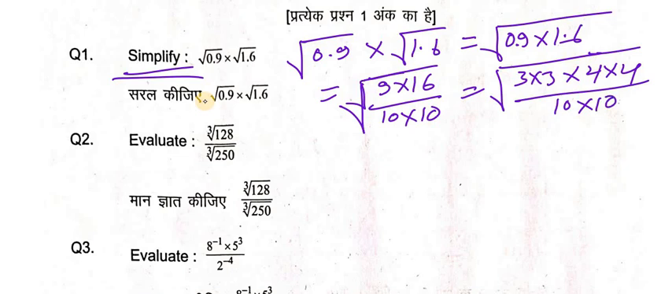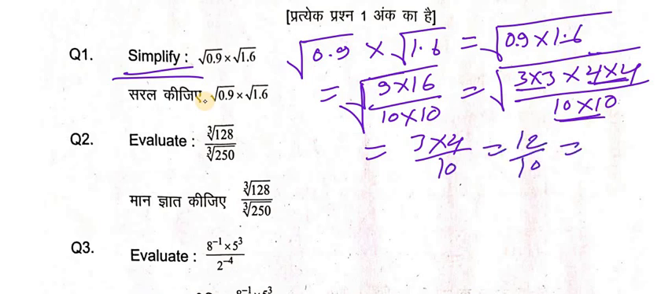As you know, this is the pair of 3 and 3, this is the pair of 4 and 4, and this is the pair of 10 and 10. So what will come is 3 into 4 upon 10. So 12 by 10 will come, which is 1.2. This is how you have to solve the question, then you will get the marks. Either you write it this way or you solve it separately, you will also get the solution. So how to solve separately, I am also showing you.